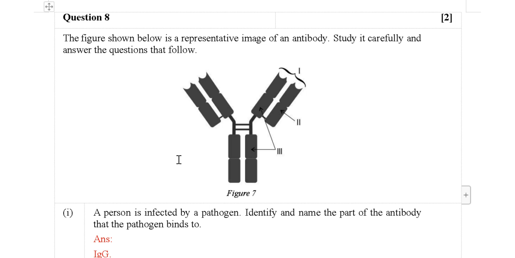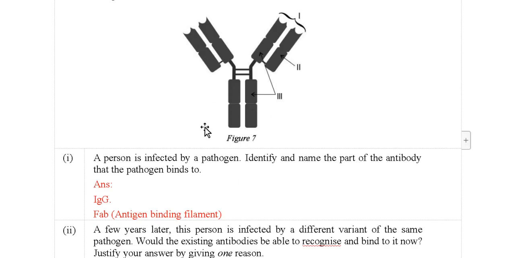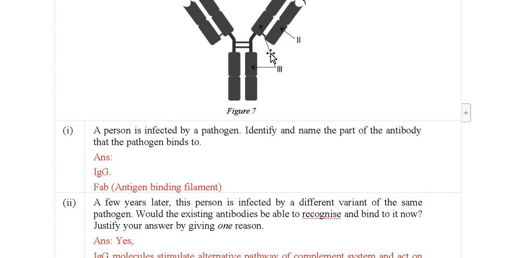Move to the next question of section B. The figure shown below is a representative image of an antibody. Study this diagram carefully and answer the questions that follow. So this is the structure of antibody. So a person is infected by a pathogen. Identify and name the part of the antibody that the pathogen binds to.